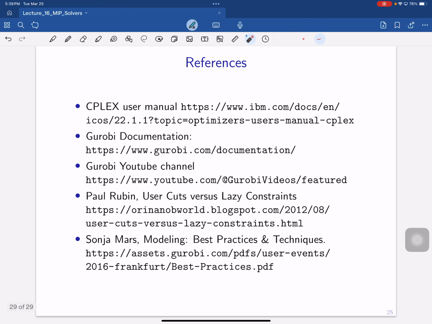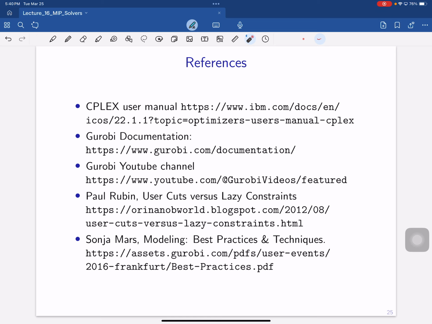Now these are all the references I have. You should check some of those documentations if you are interested. CPLEX has a user manual. Of course, Gurobi has a documentation. For beginners, you could check the Gurobi YouTube channel. Sometimes they have very good seminar series, not just on tutorials, but on the recent developments. For example, recently they have a GPU solver. You could take a look.